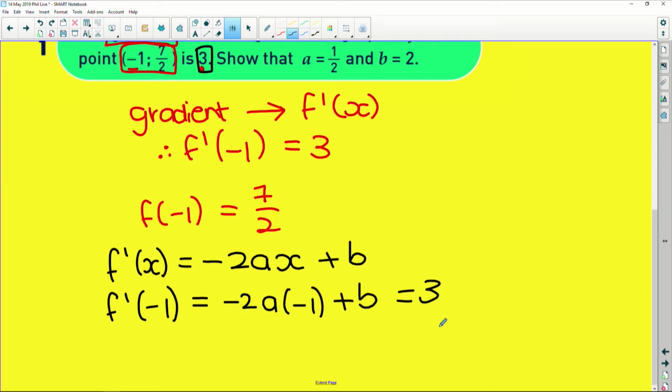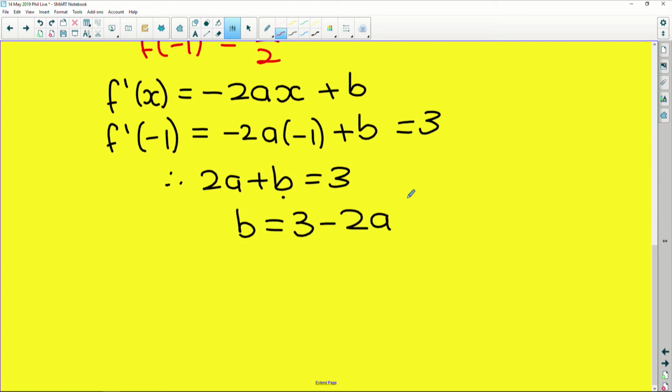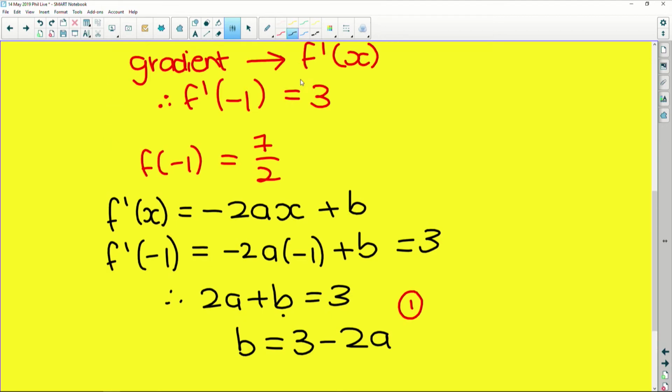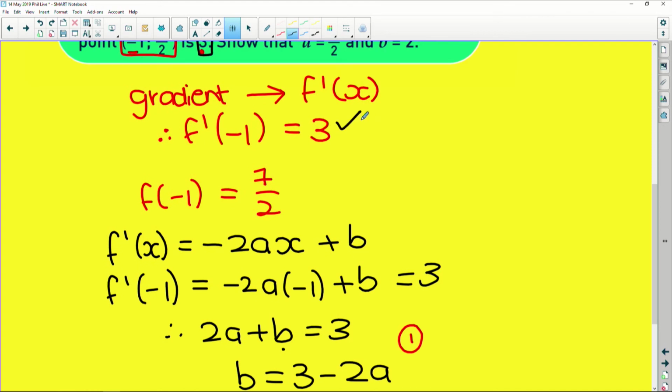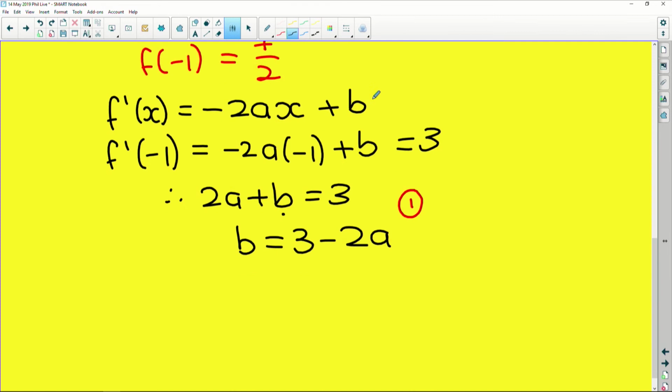So that means that -2 multiplied by -1 is just 2. 2a plus b is equal to 3. And I'm going to try and isolate b to make sure that I can solve simultaneously. So I'm going to say b is equal to 3 minus 2a. And that is equation 1. We're looking for two equations. Okay, so the next thing, we've dealt with this. Next thing is that f of -1 is equal to 7/2.